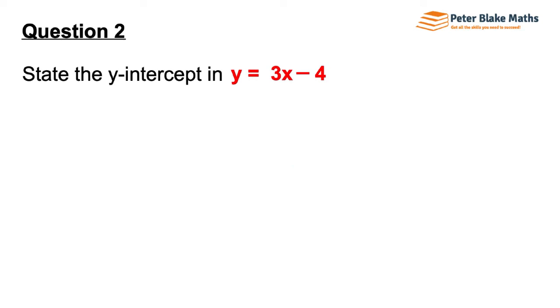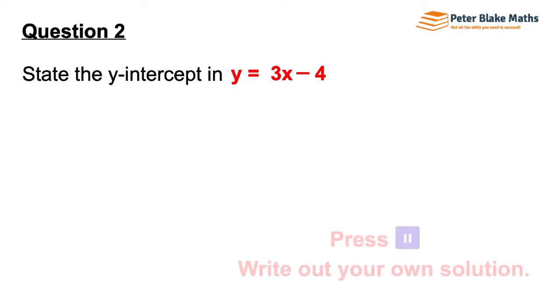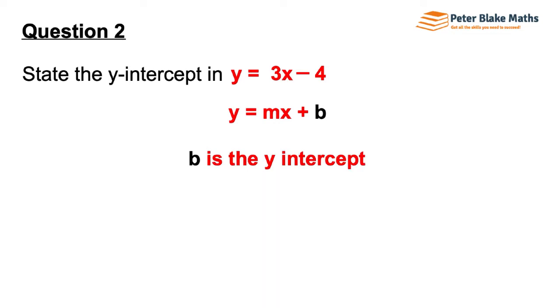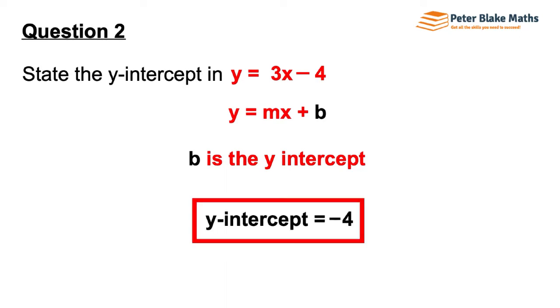Question 2. State the y-intercept in y equals 3x minus 4. With y equals mx plus b, the number that's in the b spot at the end there, that's the y-intercept. So b is the y-intercept if the linear expression is in that format, and this one already is, which is nice. So we can just pick out that the y-intercept in this case is minus 4.